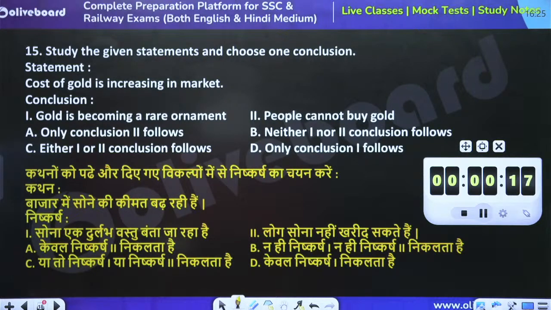Statement conclusion based, critical reasoning based question. Correct. I have brought this question in one of my previous sessions also. Cost of gold is increasing in the market. This is the statement. The conclusion says gold is becoming a rare ornament. This is absolutely incorrect conclusion.